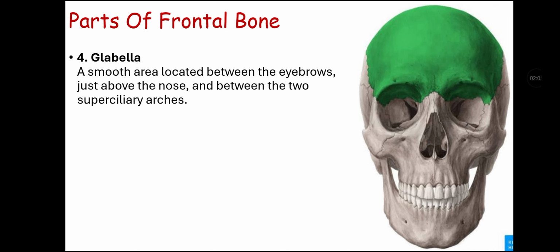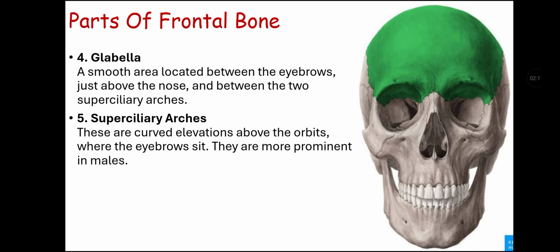Next part of frontal bone is glabella, that is smooth area located between the eyebrows just above the nose and between the two superciliary arches. Next part is superciliary arches. These are curved elevation above the orbits where the eyebrows sit. They are more prominent in males.